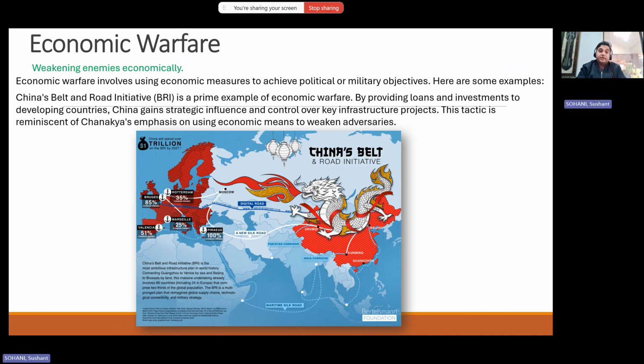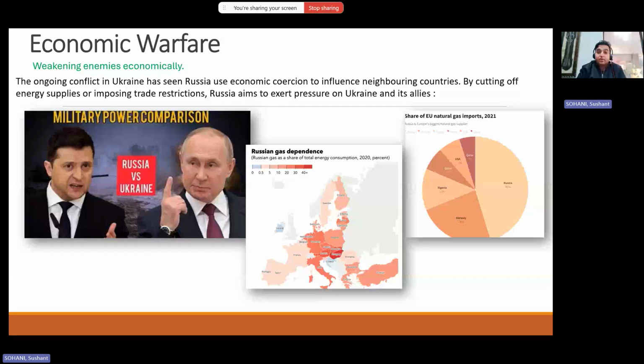Another example is the current Ukraine and Russia conflict. When the conflict started in January or February 2022, Ukraine has seen Russia use economic coercion to influence neighboring countries by cutting off energy supplies or imposing trade restrictions. Russia aims to exert pressure on Ukraine and its allies.